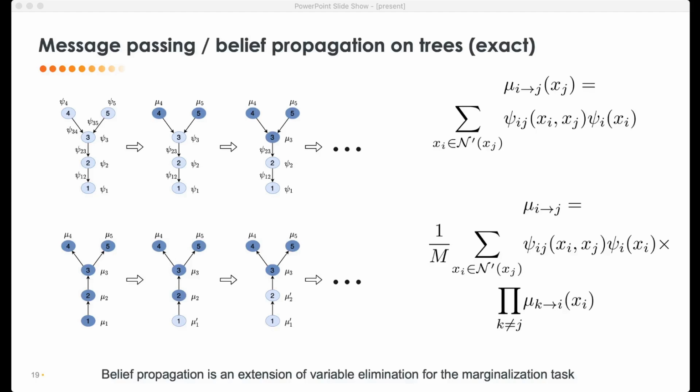The goal is to obtain marginals for every variable in the model. As the model is a tree, we can choose an arbitrary root and orient every edge towards this root, as is done in the upper left figure. Then we run a two-step algorithm.